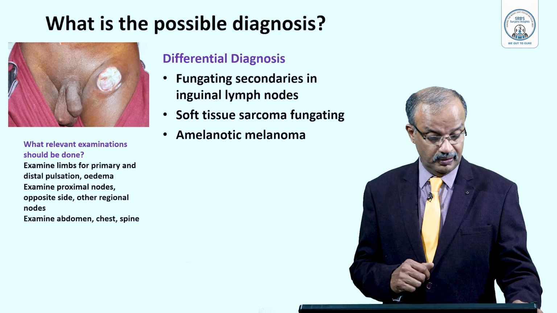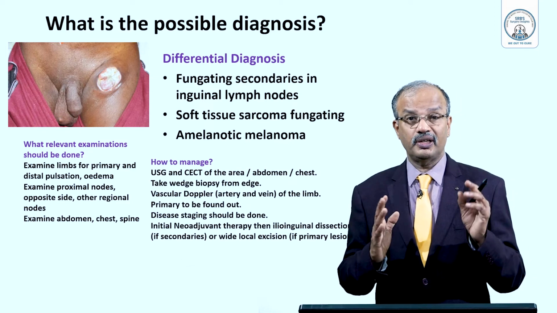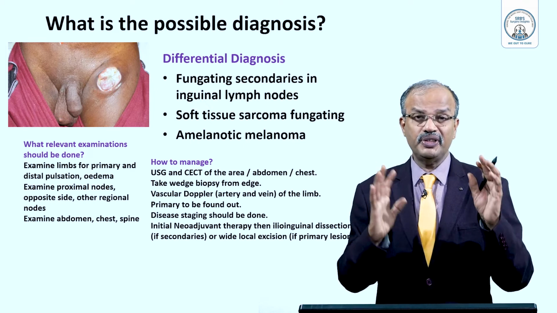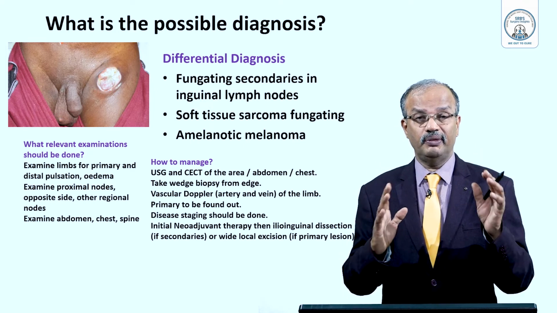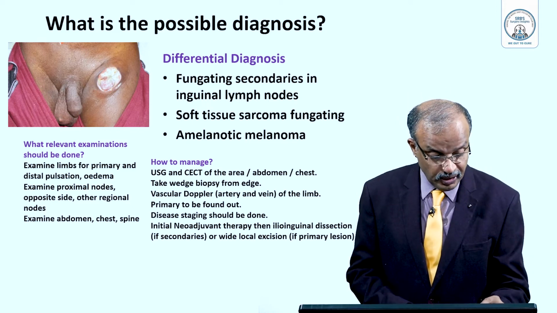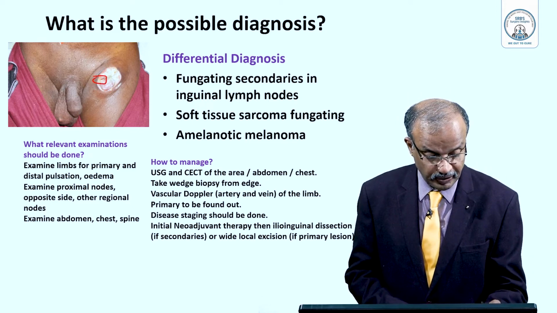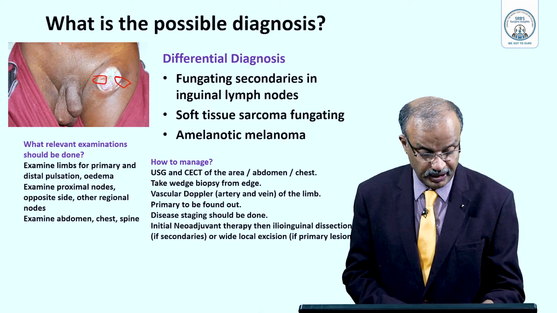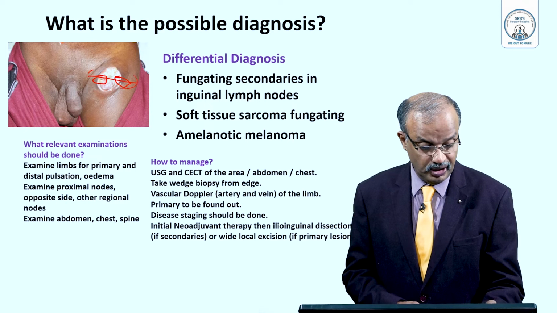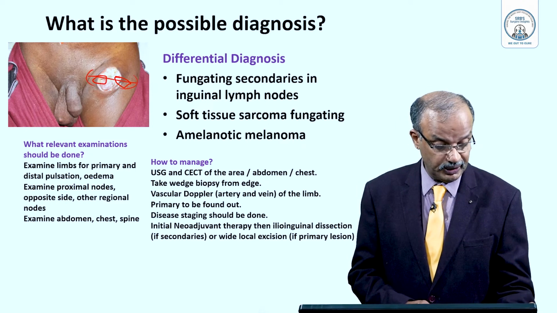So how to manage? Do ultrasound of the area, do ultrasound of the abdomen, as initial screening. Then eventually CT of the area, abdomen and chest has to be done. And wedge biopsy: you take the biopsy from this area. At least 2 biopsies to take, normal area and adjacent area. Diagonally opposite area you have to take always. That is the meaning of the wedge biopsy.